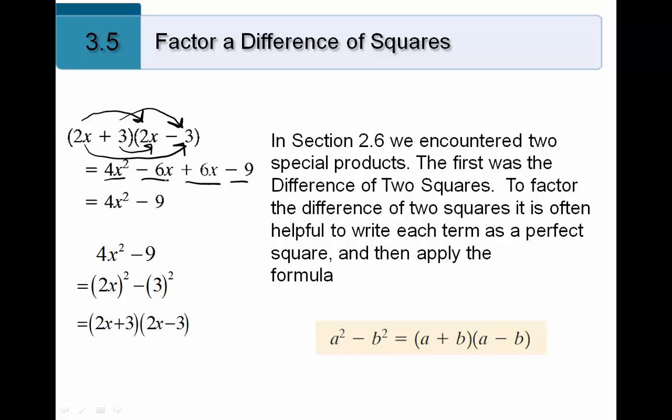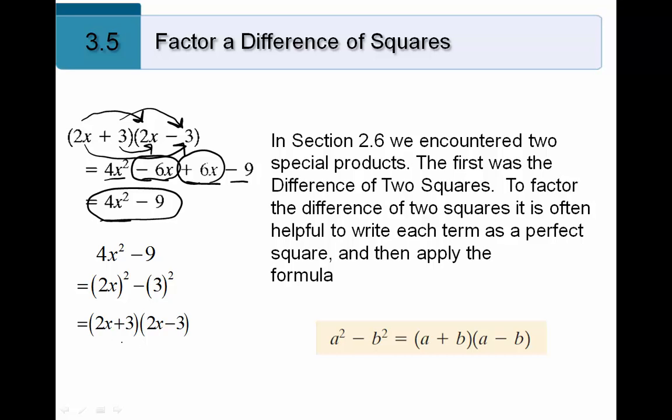Now notice our like terms, our outer and our inner, add up to 0. So we're just left with 4x squared minus 9, which is a special product, which we call a difference of squares. So now in Unit 3, in this section, we're going to factor the 4x squared minus 9 back to the original two factors.